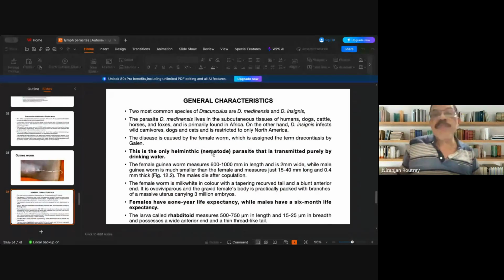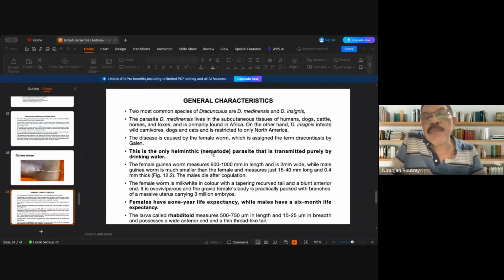Now, characteristics of this Dracunculus, the parasite that is the most common is medinensis. It lives in the subcutaneous tissue of human, dog, cattle. All other animals are also infected, and carnivores. It is caused by the female worm, which is assigned the term Dracontiasis by Galen. It is the only helminth parasite that is transmitted purely by drinking water, which contains copepod, the bearer of this parasite.